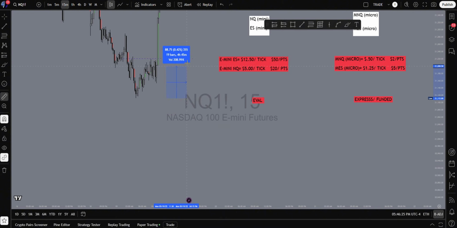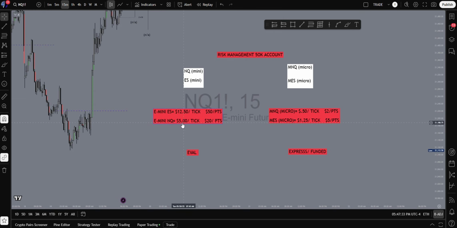So, dragging from top to bottom, this one right here. If you were to start where my mouse is, top left corner, and I measure it down to the swing low, all the way at the bottom, that's a 712 tick drop in price. But we're just focusing on ticks right now. So one tick is $5. This is for E-mini NQ.